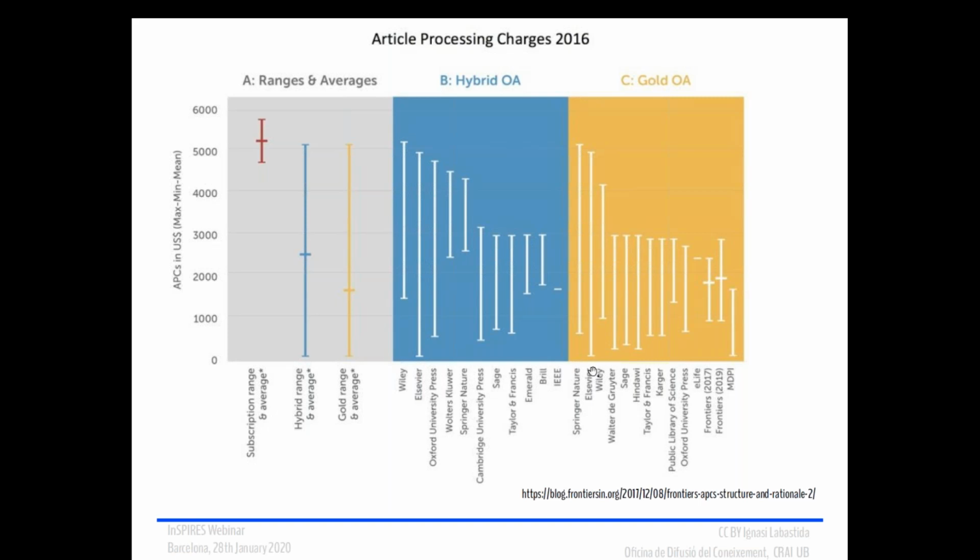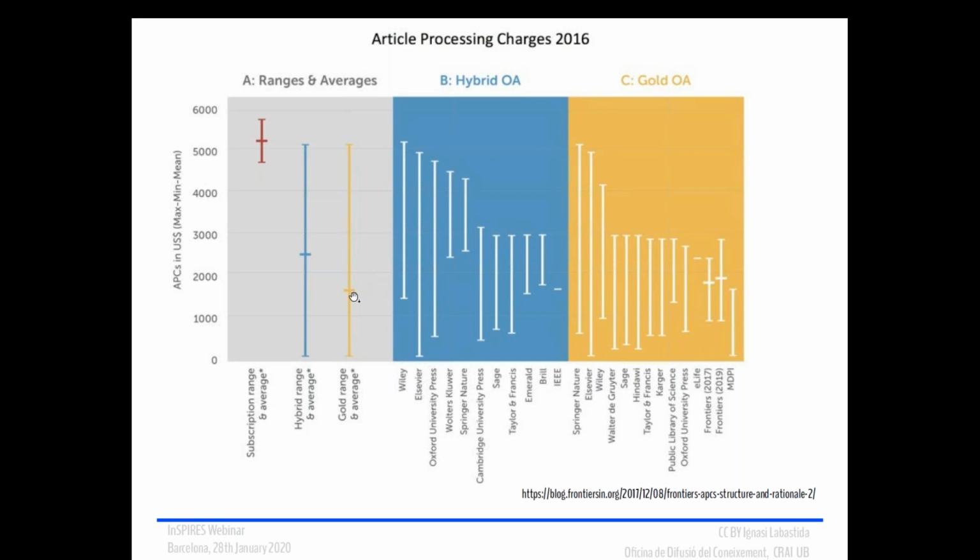They are completely gold open access. And as you see, the range is also going from almost $0 to around $5,000. Well, it could be surprising because they already have the income from the subscriptions. And as you see on the left, the average of hybrid is usually higher than the average of gold. So meaning that we pay on average more by opening just one article in a hybrid journal than by publishing in a full open access journal.